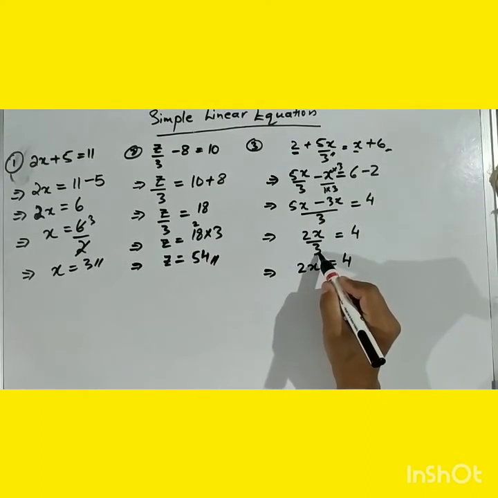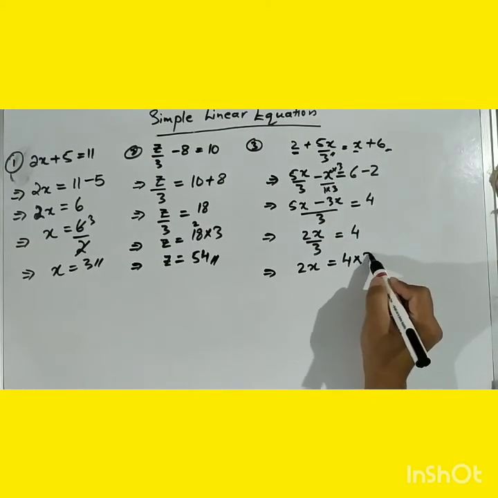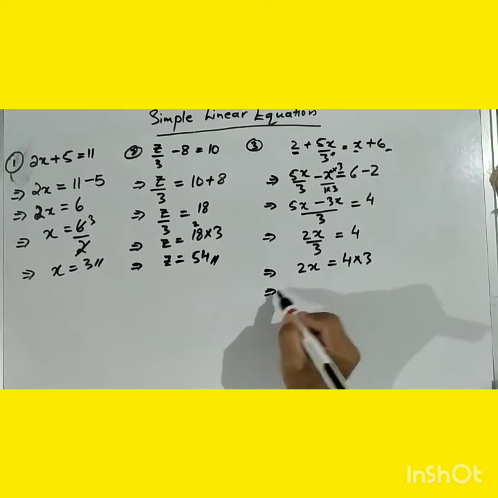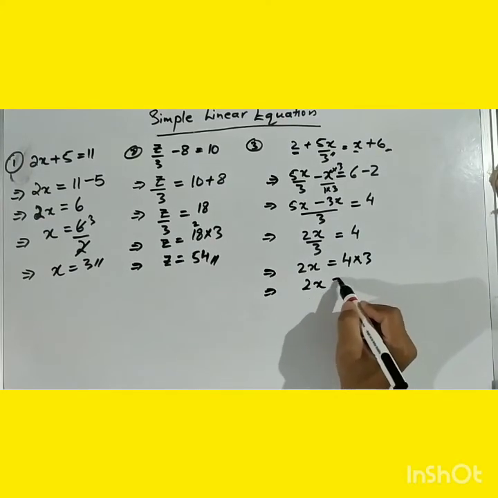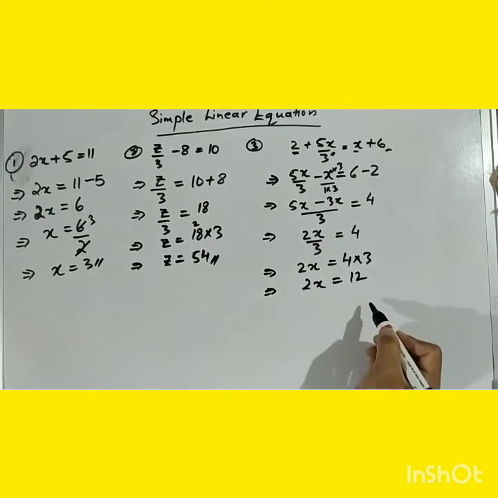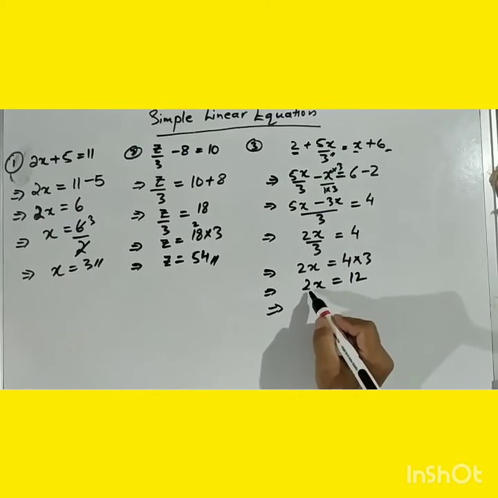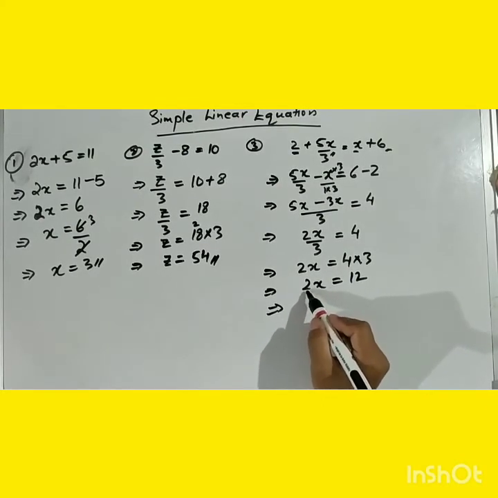This is the denominator. When you move it to the other side, it will become the numerator 3, right? So 2x equals 4 3s are 12, right? Now again 2x, we are going to find the value of x, right? So again we need to remove 2. So when we remove this 2, where will this go?